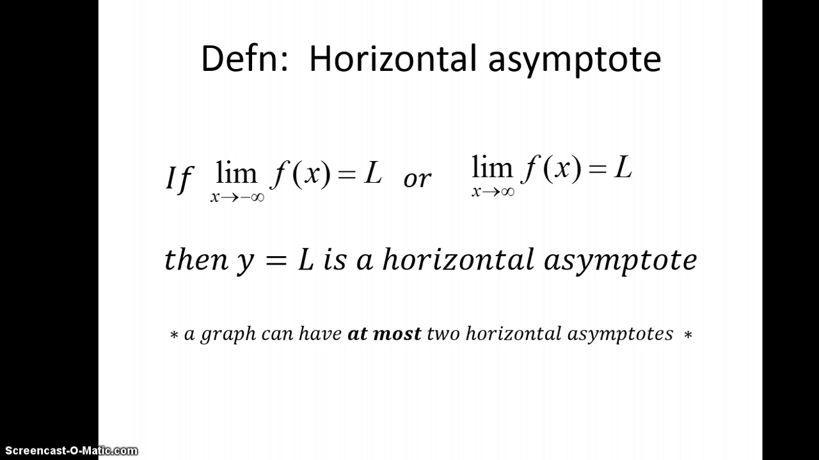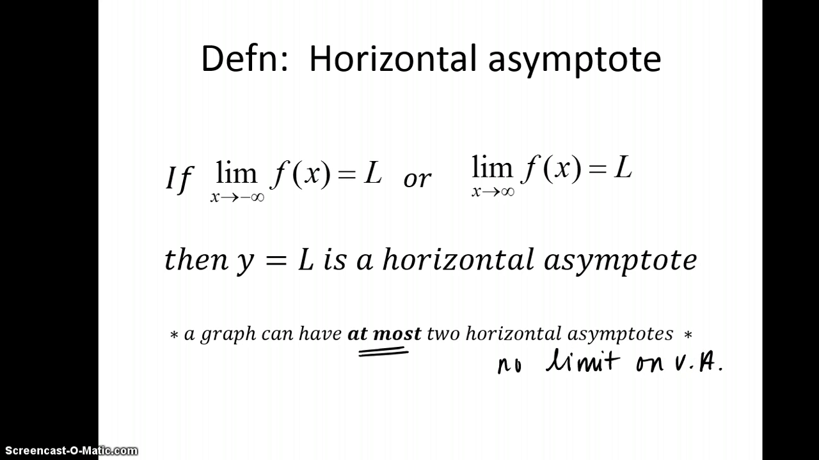All right, definition of a horizontal asymptote. If the limit as x approaches negative infinity of a function equals L, or the limit as x approaches positive infinity of a function is some number L, then y is equal to L is a horizontal asymptote. A graph can have at most 2 horizontal asymptotes, okay? There's no limit on vertical asymptotes.